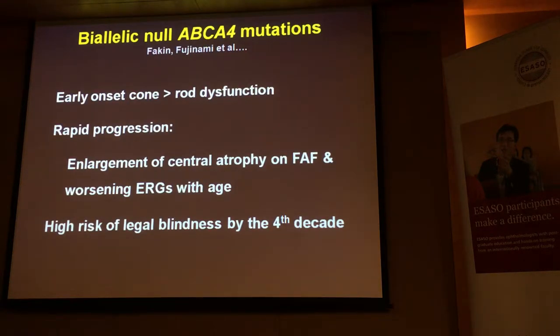And we're now realizing that the nature of the variants in ABCA4 determine the disease. Not surprising. But you need a reasonably large group to be able to do that. And the group at Moorfields we have is somewhere in the region of 600-700 patients with ABCA4, all of which have been genotyped. And if you've got biallelic mutations, which are null, so you predict no functioning protein, then you get rapid progression, they have early disease, and they're legally blind by the fourth decade at least.